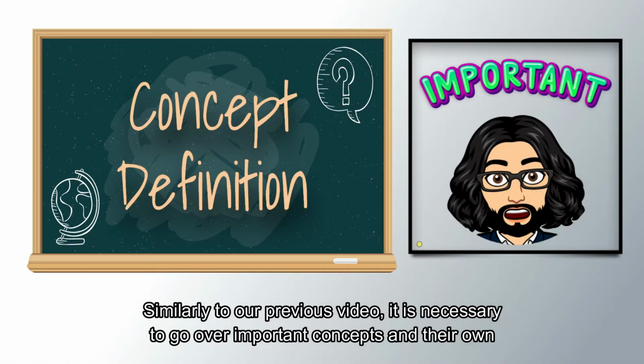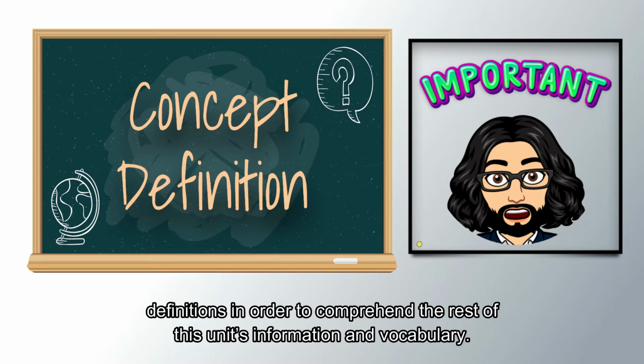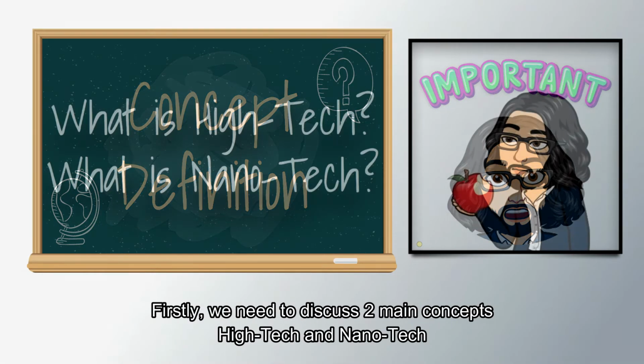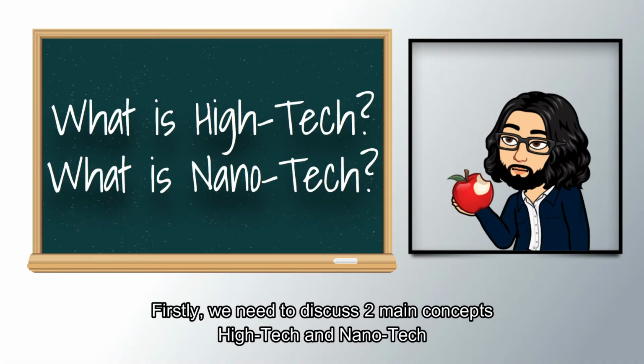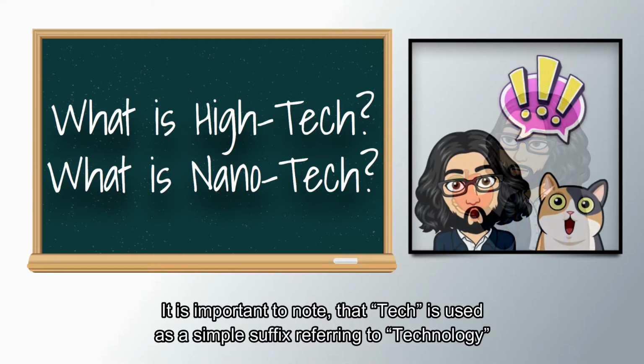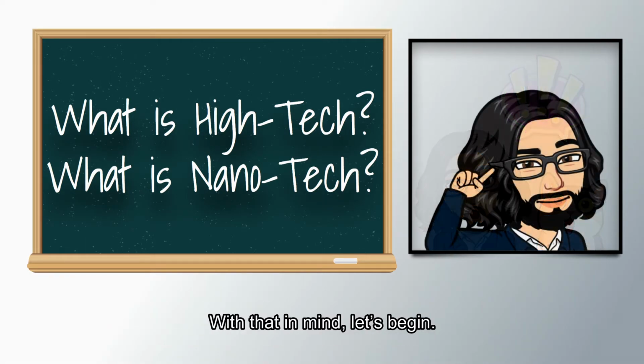Similarly to our previous video, it is necessary to go over important concepts and their own definitions in order to comprehend the rest of this unit's information and vocabulary. Firstly, we need to discuss two main concepts, high-tech and nanotech. It is important to note that tech is used as a simple suffix referring to technology. With that in mind, let's begin.